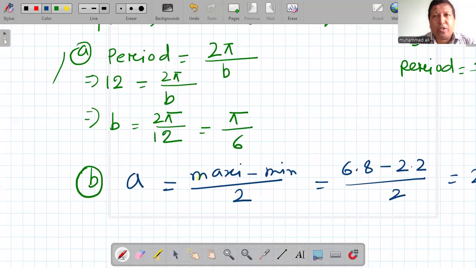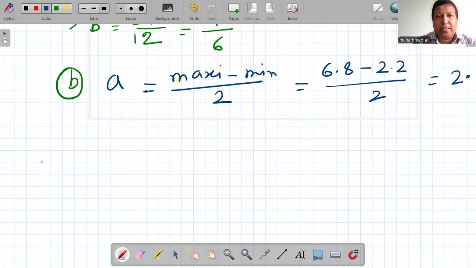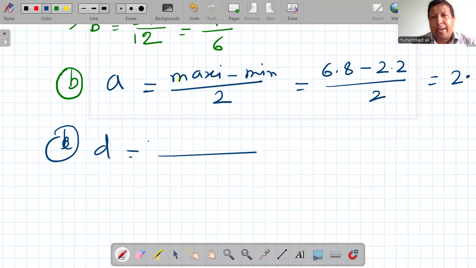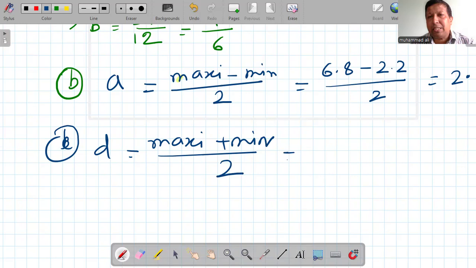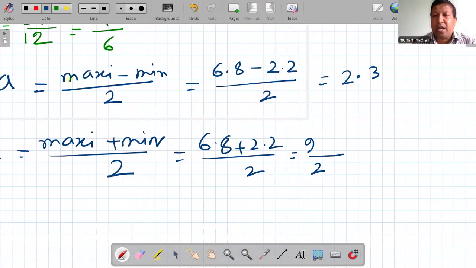Now, if you want to find d, the formula is d equals maximum plus minimum divided by 2. Here the maximum tide is 6.8 and the minimum tide is 2.2, divided by 2. If you add both of these, we get 9 divided by 2. So d is 4.5.